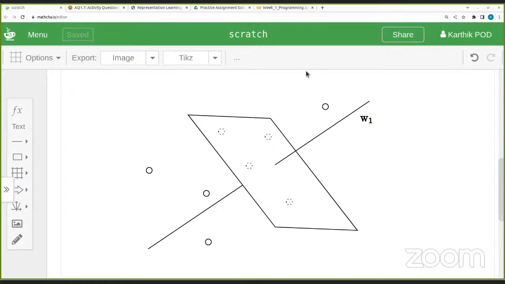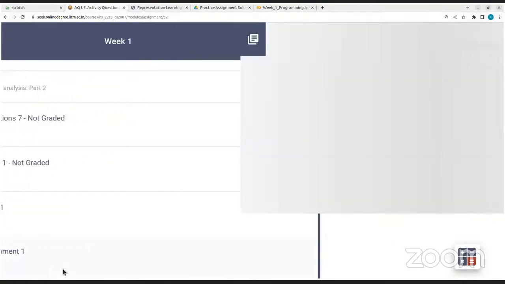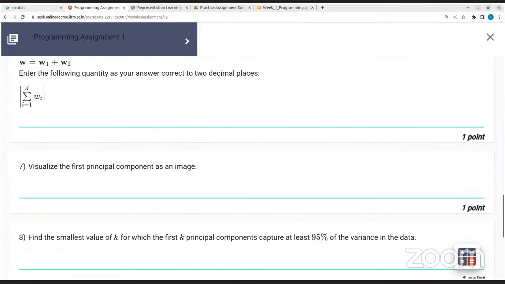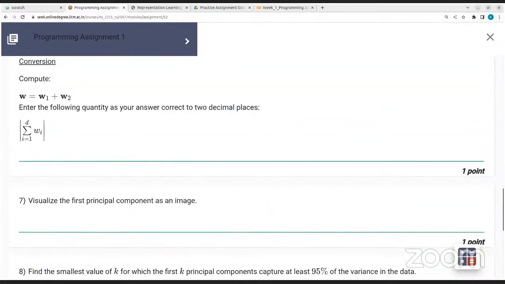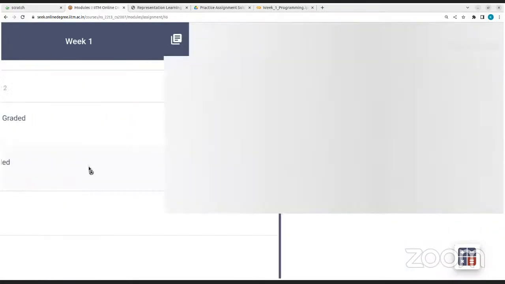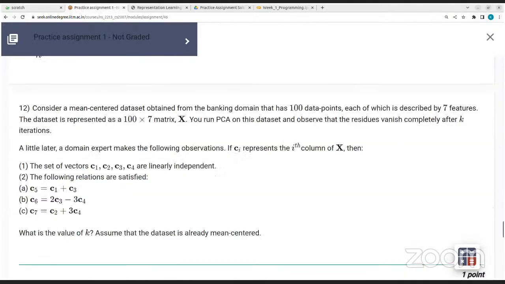Sir, practice assignment question 10. What is the logical explanation of? Practice assignment. Yeah. So first let us finish this. Okay. This programming assignment. Sorry. There is this one question. I don't know if I said the right thing.